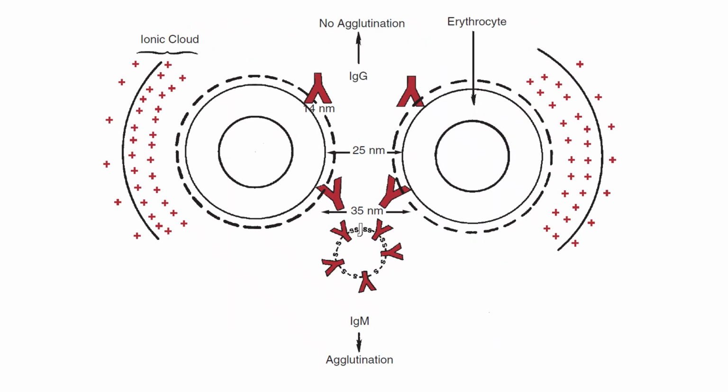This image further explains the concept of RBC agglutination, focusing on the role of electrostatic forces and antibody size in determining whether agglutination occurs. Agglutination depends not just on antibody binding, but on whether the antibody is physically large enough to overcome electrostatic repulsion between cells. So IgG binds but cannot bridge, therefore no agglutination. IgM binds and bridges, therefore we can see visible agglutination.